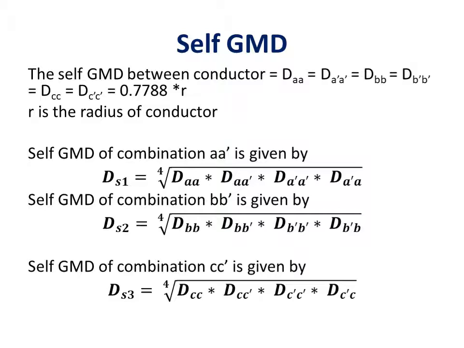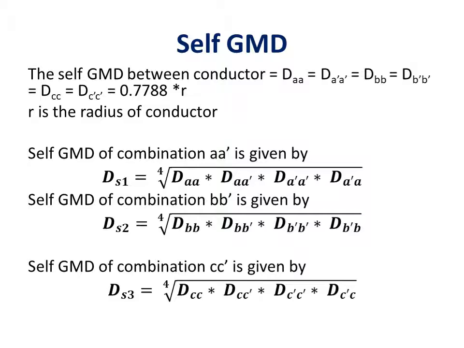For conductor A we are taking 1, conductor B we denote as 2, and conductor C as 3, or you can take it as DSA, DSB, DSC. Any notation you can follow; it need not be 1, 2, 3. Now consider the combination of A and A dash.